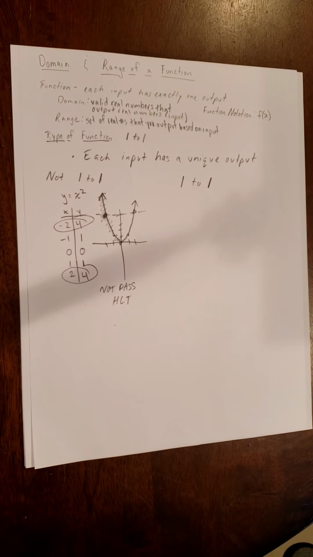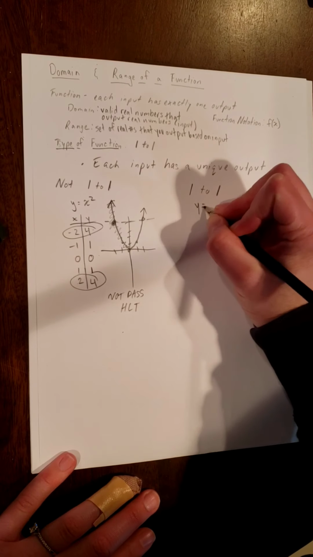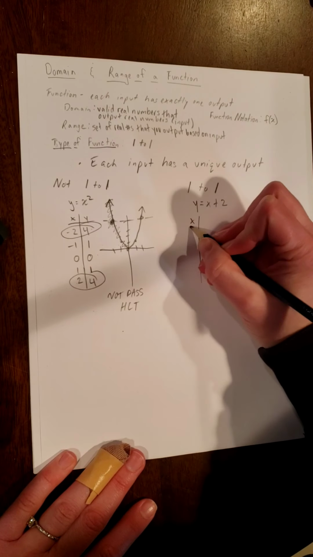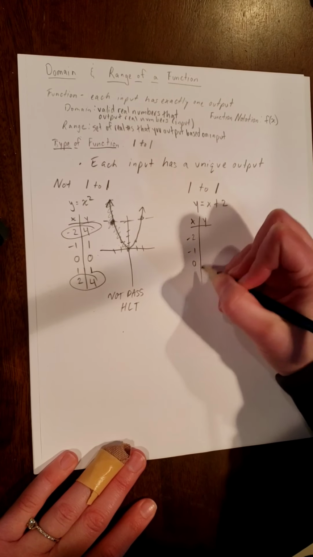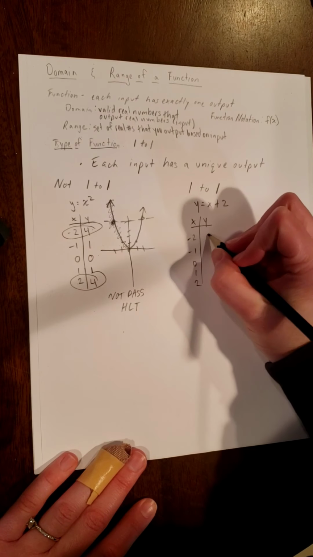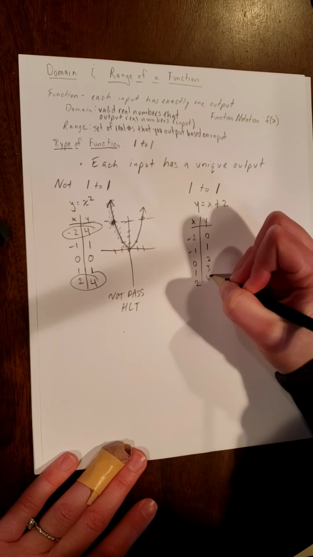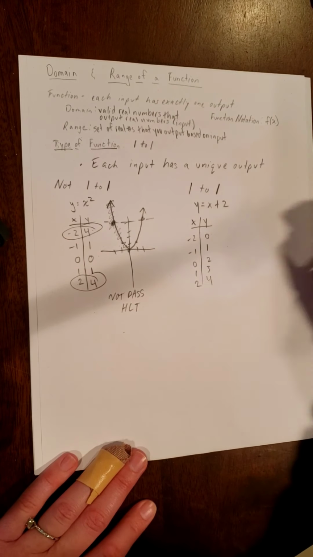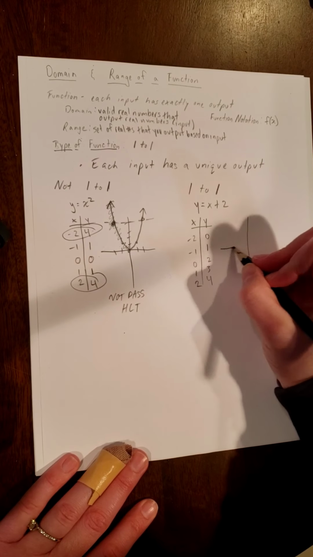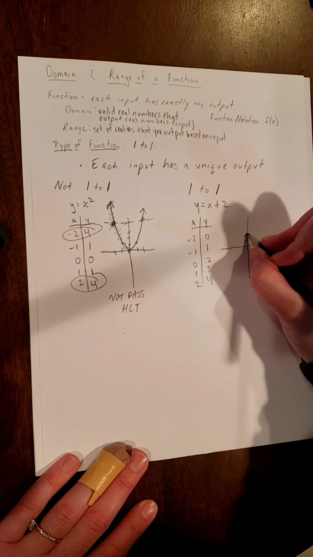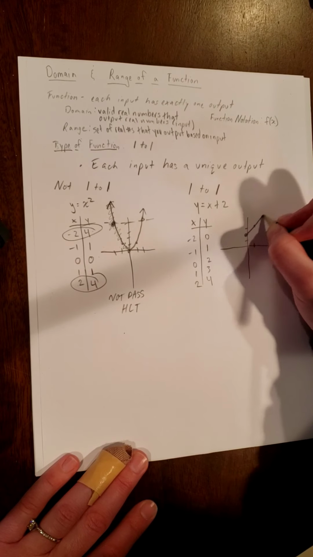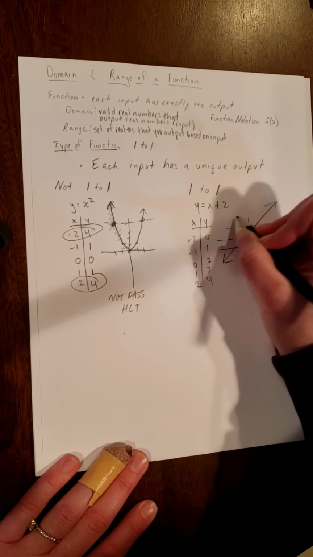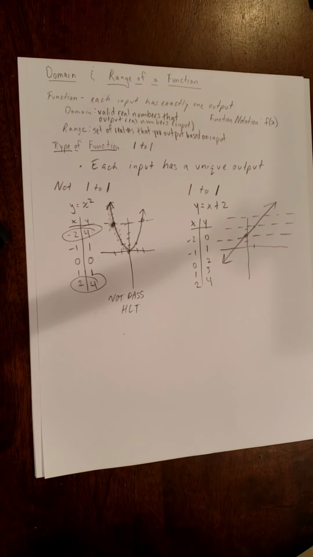An example of a one-to-one function would be something like y equals x plus 2. If I make a table of values, -2 plus 2 is 0, then 1, 2, 3, 4. I can see I'm just going to keep increasing in value. I will never have an output that is shared by two different inputs. And how can you check if it's one-to-one? You have to make sure you pass the horizontal line test.